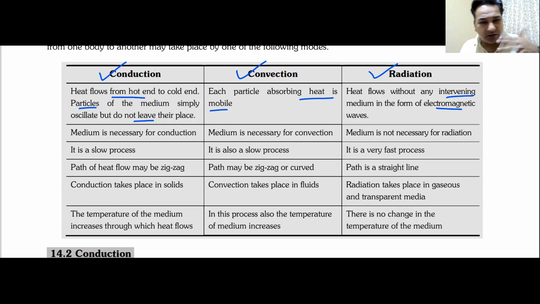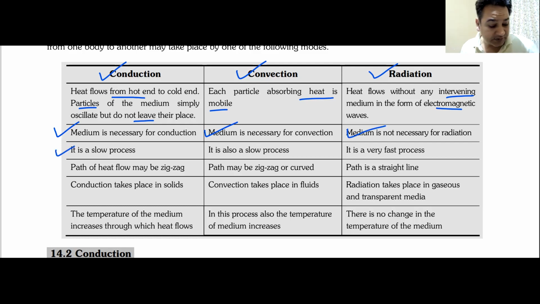If there is no medium, there are no particles. It doesn't matter whether there is motion or not. So it is basically the traveling of electromagnetic waves. We will deal with radiation in great detail. Medium is necessary for conduction and convection, medium is not necessary for radiation.